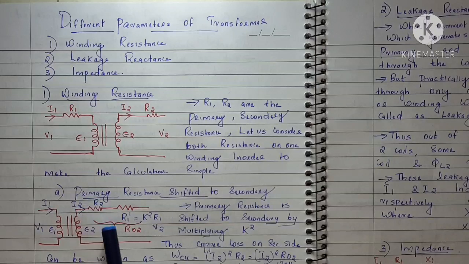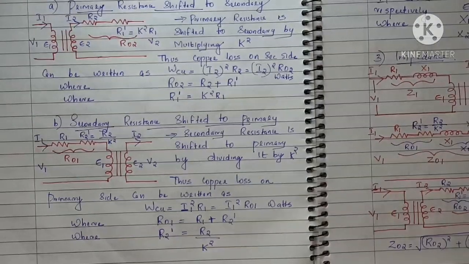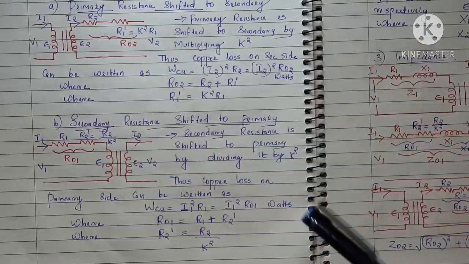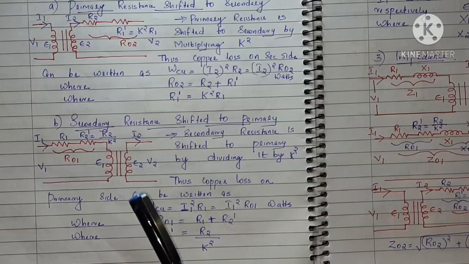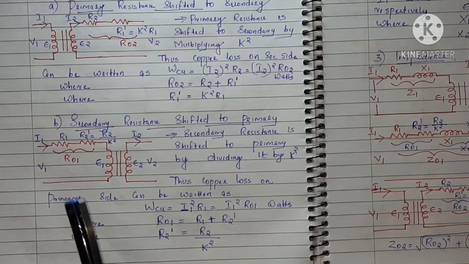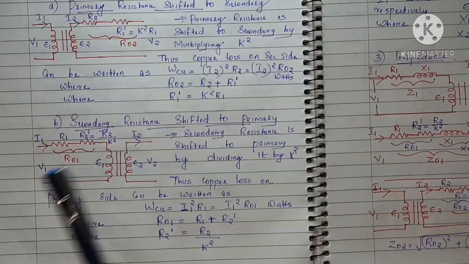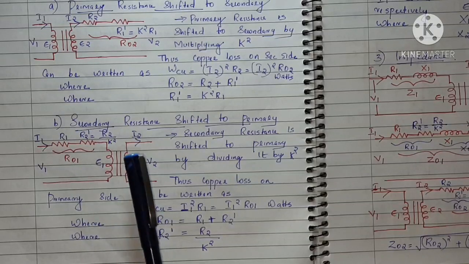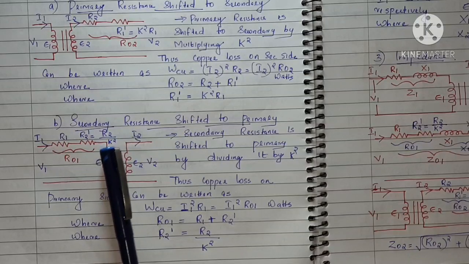R02 is nothing but R2 plus R1 dash, where R1 dash equal to K square into R1. Our second case is shifting the secondary resistance, that is R2, to the primary side. So when it gets shifted to the primary side, R2 becomes R2 dash, and we are shifting the secondary resistance to primary by dividing it by K square. That is, R1 is a primary resistance and R2 dash is nothing but secondary resistance shifted to primary, which makes R2 dash equal to R2 by K square.